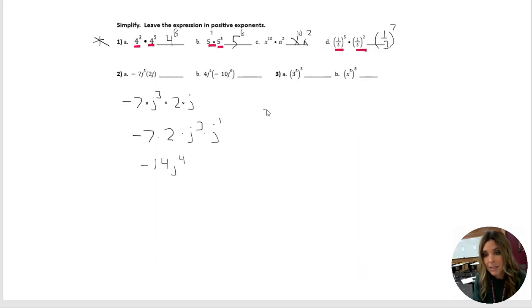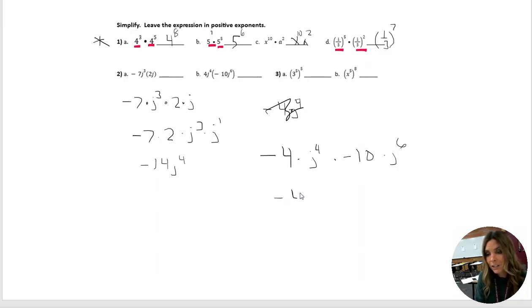Okay, next one, we have a -4 times j to the 4th. Sorry, this pen is being a little bit tricky. So -4 times j to the 4th times -10 times j to the 6th. So when I rearrange my multiplication so that I have my numbers together and my like bases together, it's really helpful for us in knowing what's going to multiply with what. So the -4 multiplies with the -10, that's +40.